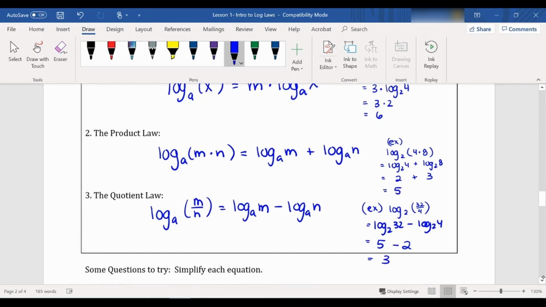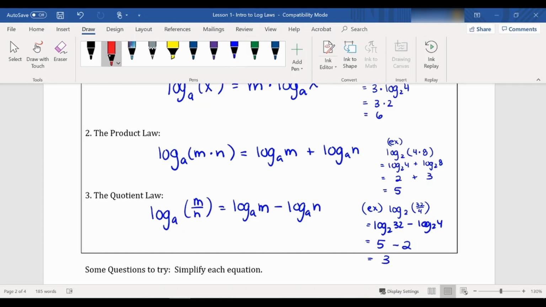Now, in all of the examples I've just shown you, you could do these without the log laws because if you actually try, for example, the one we just did, 32 divided by 4 is 8, and we know log base 2 of 8. So we could have actually done that without these log laws. These were just used to show you how the rules work.